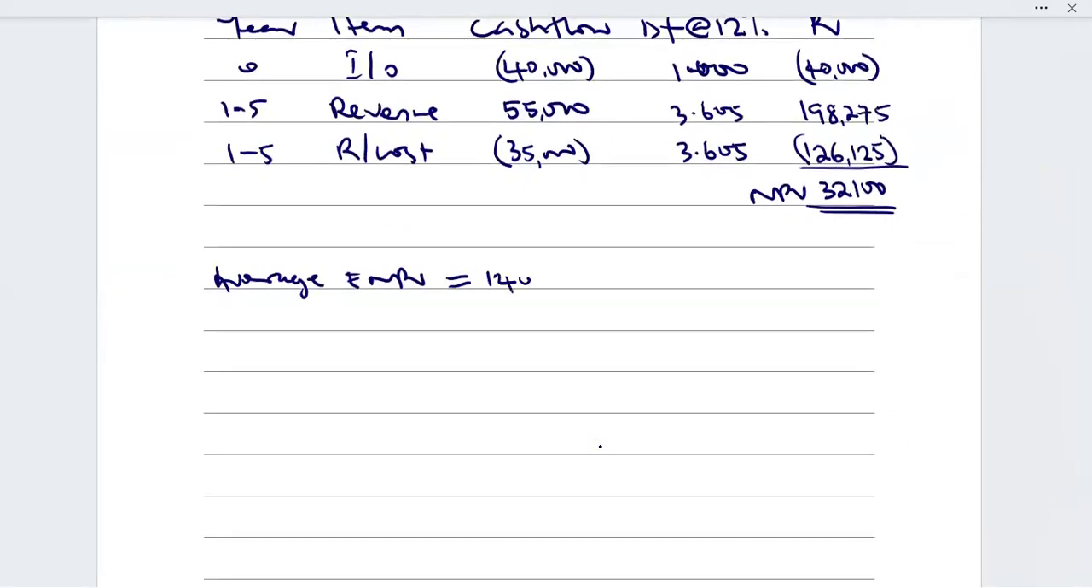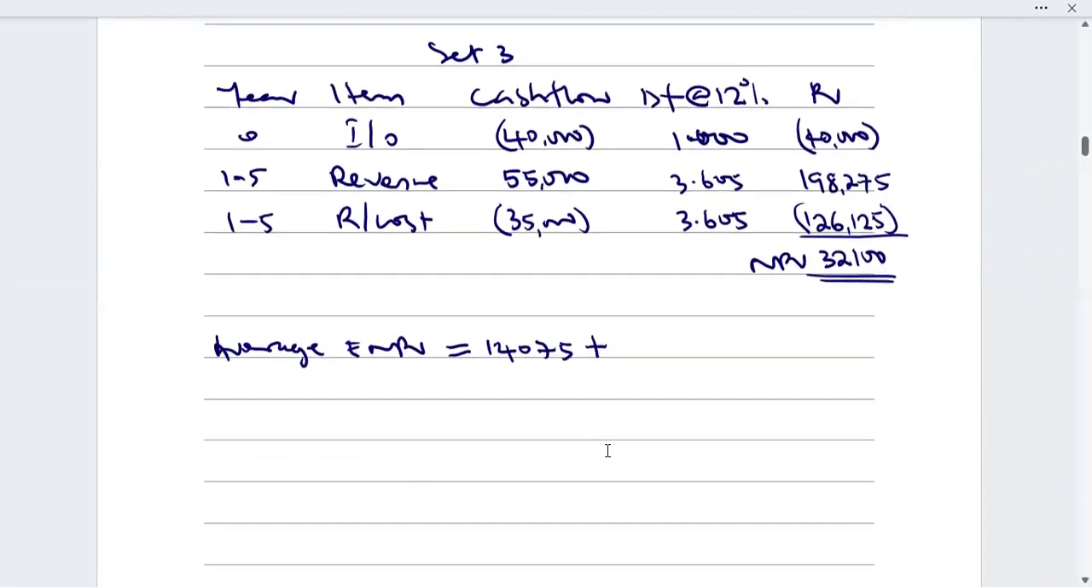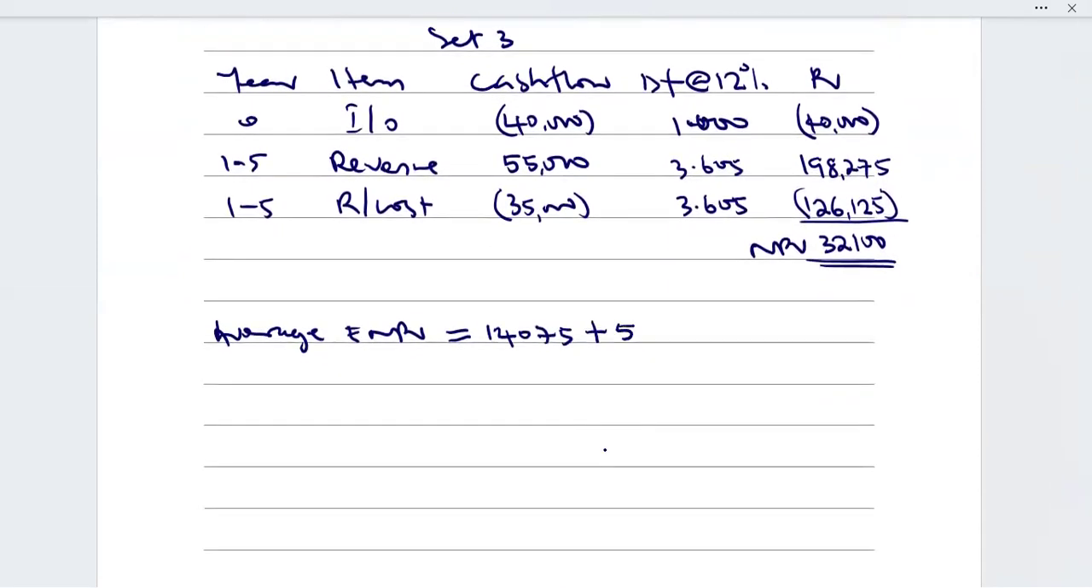14,075 plus the second NPV of 5125. And the last one, which is 32,100. Because you added three variables together, you divide it by 3.